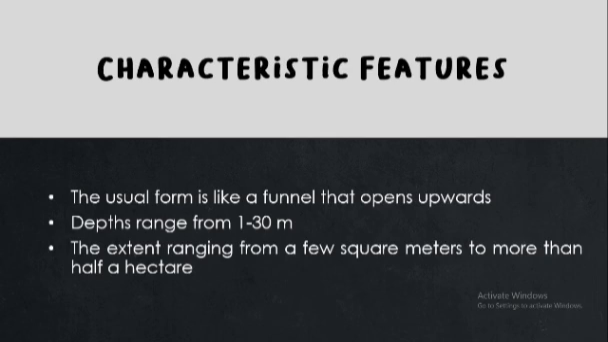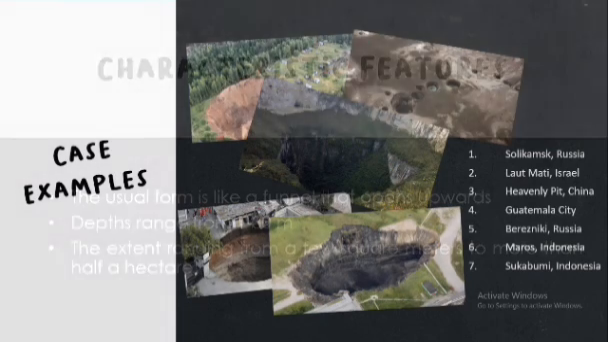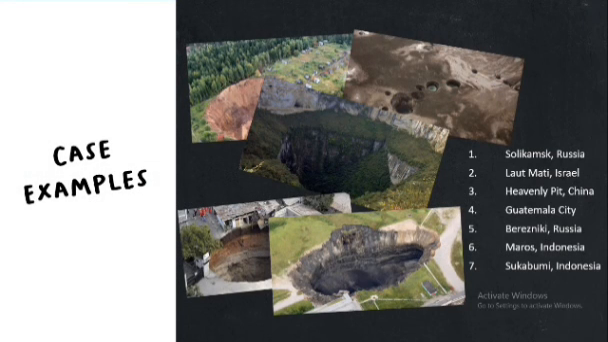Characteristic features. First, the usual form is like a funnel that opens upward. Second, depth ranges from 1 to 13 meters. And third, the extension ranges from a few square meters to more than half a hectare. Examples are Solikamsk, Russia; Dead Sea, Israel; Heavenly Pit, China; Guatemala City; Berezniki, Russia; Maros in Indonesia; and Sukabumi in Indonesia.